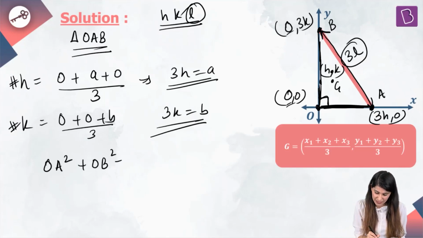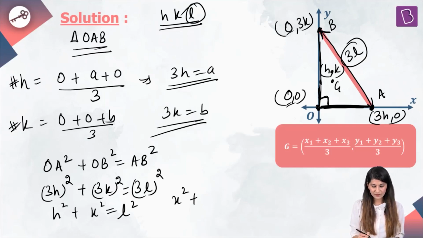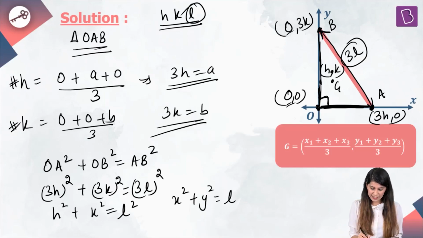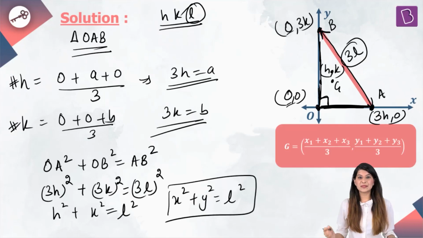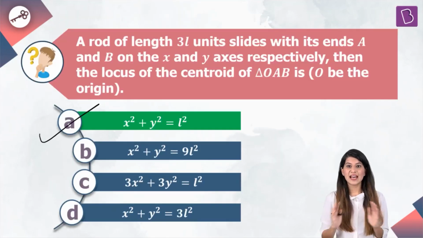OA square plus OB square is AB square. So OA square is 3H minus 0 whole square. OB square is 3K minus 0 whole square. AB is the length of this particular rod, 3L square. So overall, what I'll be getting is H square plus K square equals L square. So H will be replaced by X and K will be replaced by Y, and we'll be getting the final answer as option A. Are you getting my point?